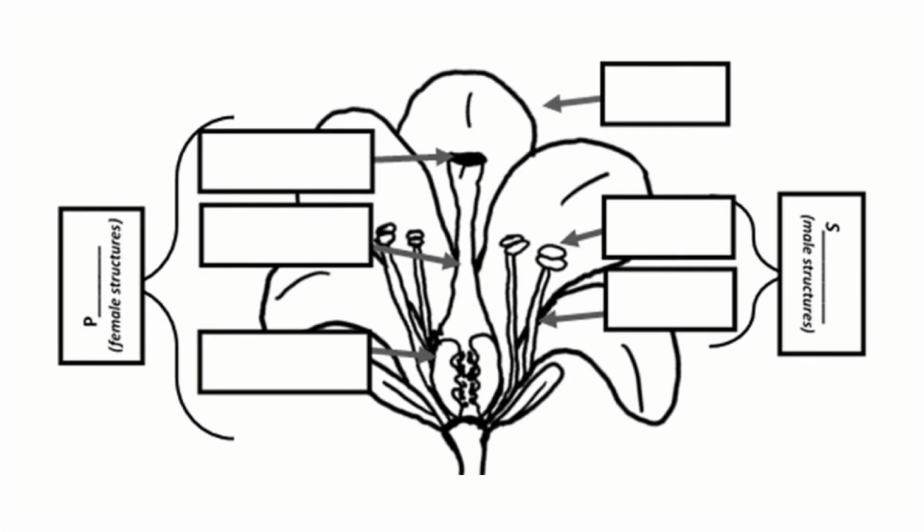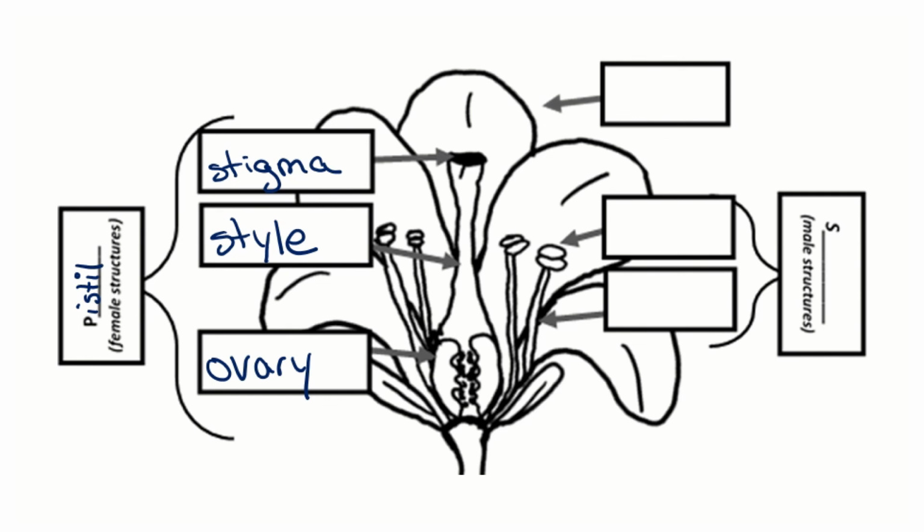Okay, so take a look at the parts of a flower. Now, first we're going to be looking at the female reproductive parts. And the female reproductive part, the entire structure itself, is called the pistil. And it consists of the stigma, style, and ovary, which consists of the ovum.